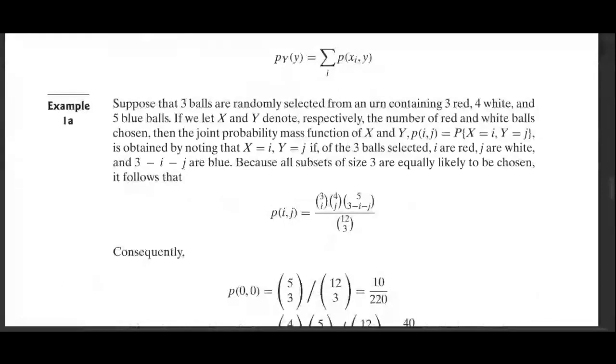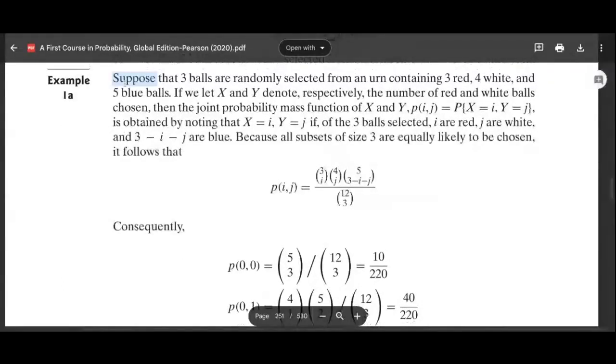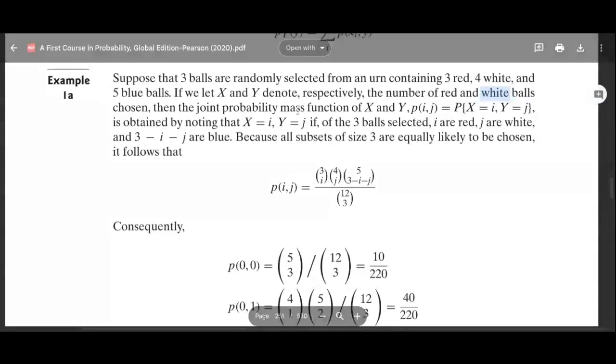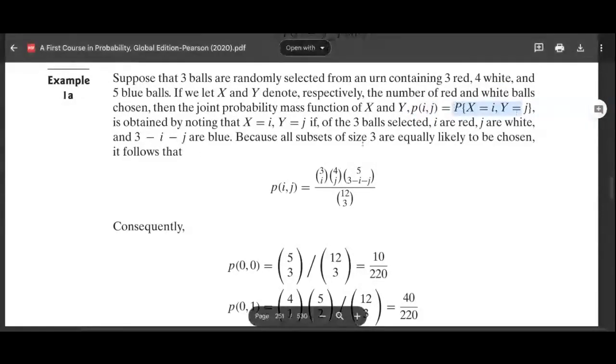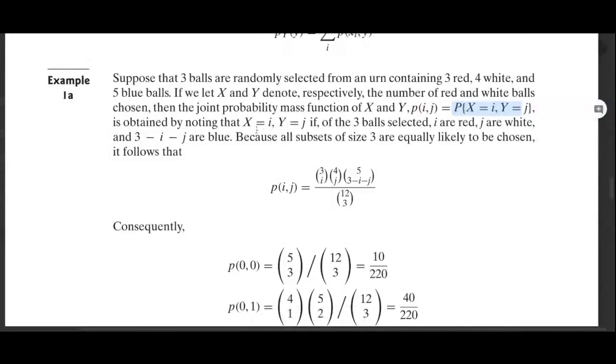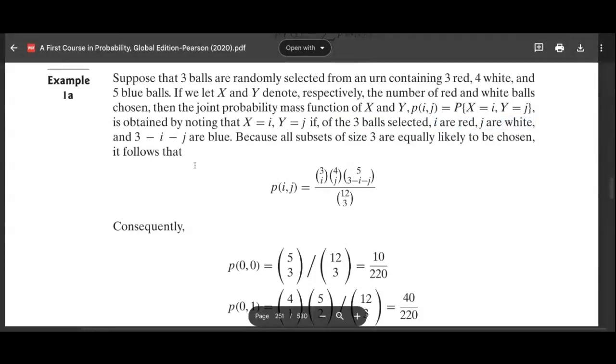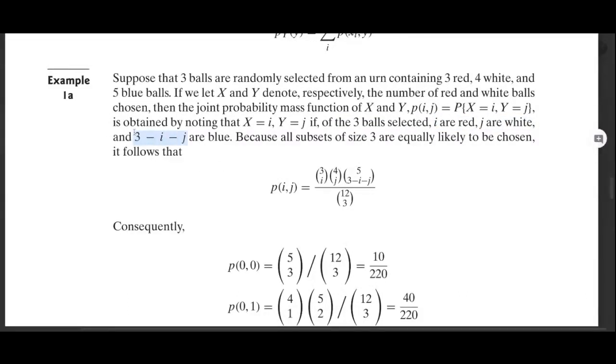Let's see example 1. Suppose 3 balls are randomly selected from an urn containing 3 red, 4 white, and 5 blue balls. If we let X and Y denote respectively the number of red and white balls chosen, then the joint probability mass function of X and Y, p of i j, is obtained by noting that of the 3 balls selected, i are red, j are white, and 3 minus i minus j are blue.